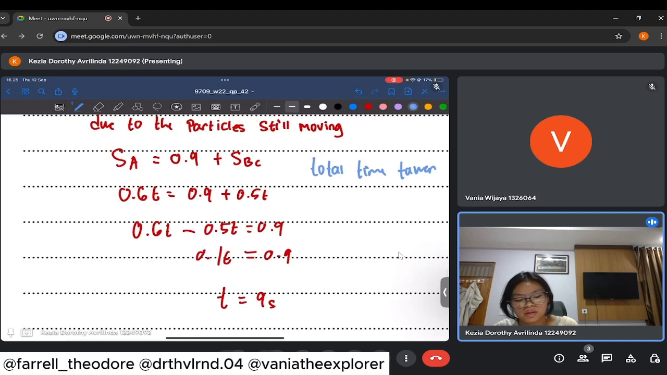You move the T to this side, right? And then you get 0.6T minus 0.5T is equals to 0.9, which is 0.1T equals 0.9. T is equals to 9 seconds. And that is the total time taken for A to collide with the coalesced particles.